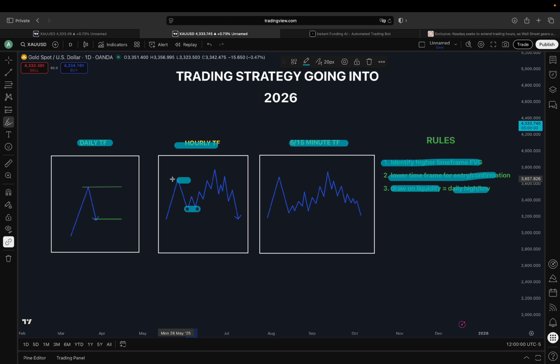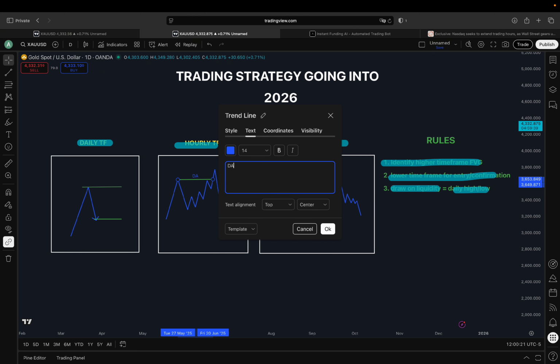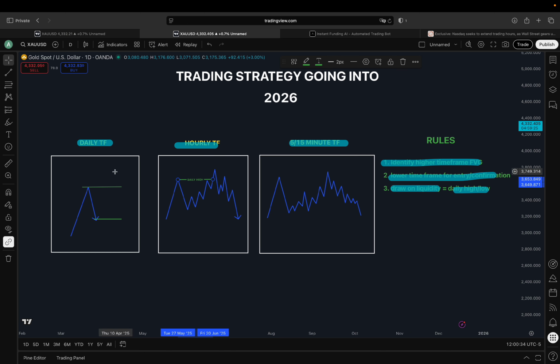Now in this image right here, as you guys can see, our high is right here and our low is right here, and this represents the daily. As you can see, price came and took out this high, so our daily high has now been taken out, and we are looking to take sell positions, and our draw on liquidity is the daily low. So I'll just mark that out. So this is our daily high, and our daily low is right here.